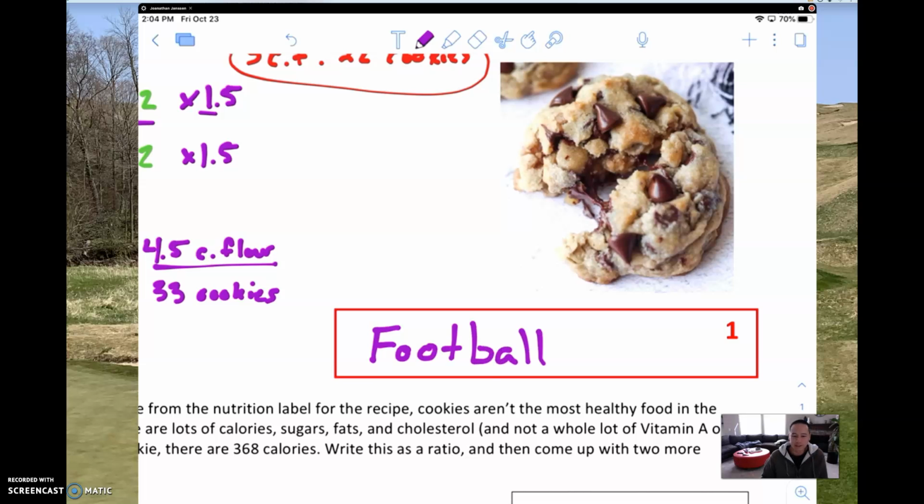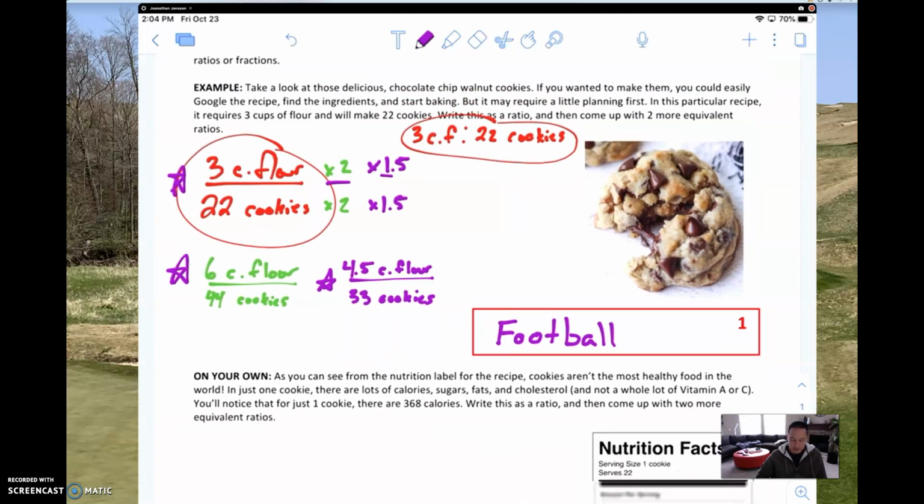Because it's football season. The Harding Knights won their first game since, I think, like 2016. So yay Knights. Go cheer them on. They should have a live stream. So first magic word is football.